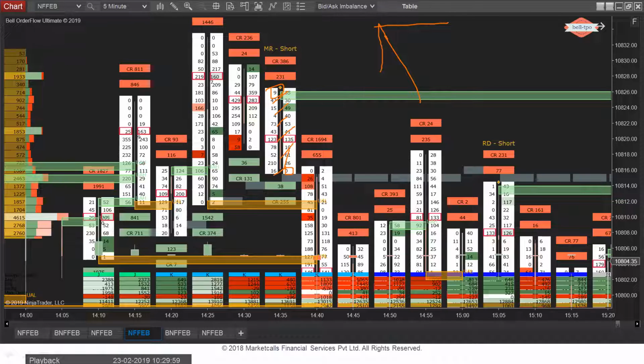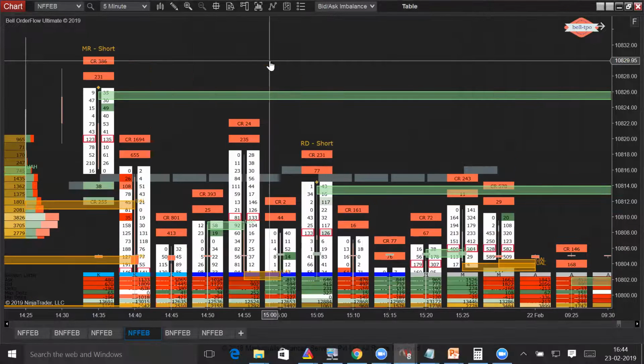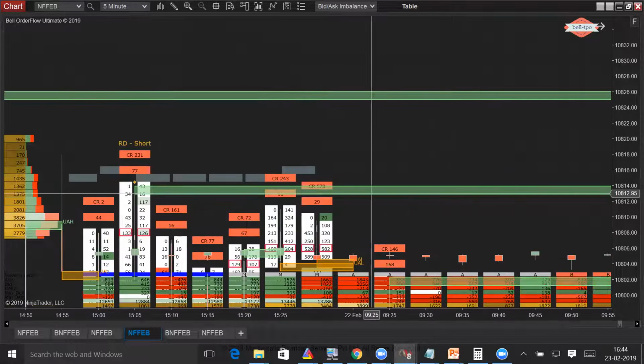Does more the lot size carry any significance? More the lot size, I don't think so. Even if it is one lot, it will be considered as unfinished business. You can see a one lot level over here. That is considered as unfinished business. But does the success of the trade increase with more lot size? We'll monitor live in the next 5 days of sessions, right?